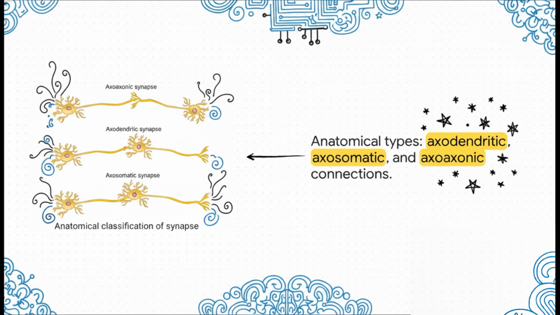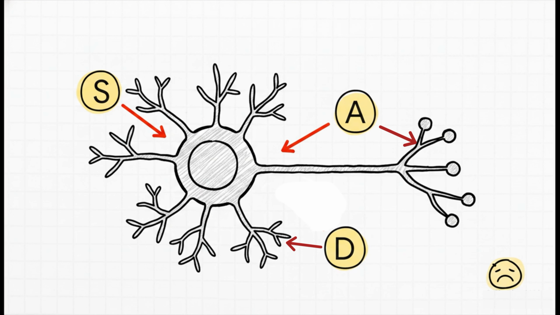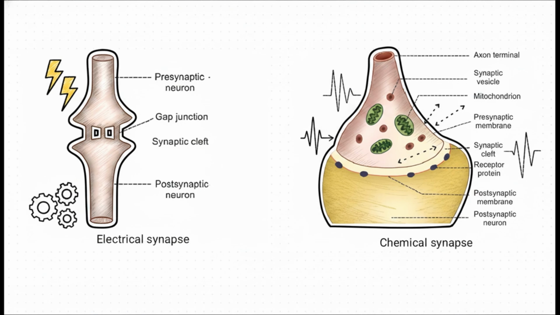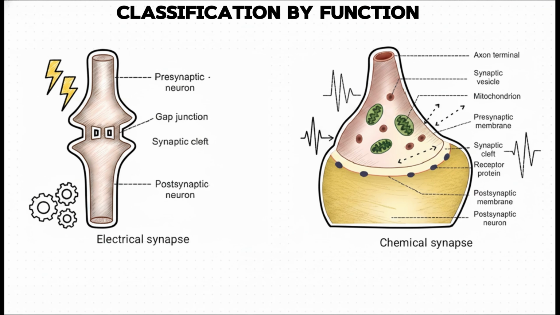And if an axon makes a connection with another axon, that's called axoaxonic, which is a clever way to sort of fine-tune the signal before it's even sent. Now, I know that can be a bit of a mouthful, especially for exams, so here's a super easy mnemonic to help you remember. Just think that an axon's message can be SAD. It can connect to a soma, another axon, or a dendrite. S-A-D. Simple, right?